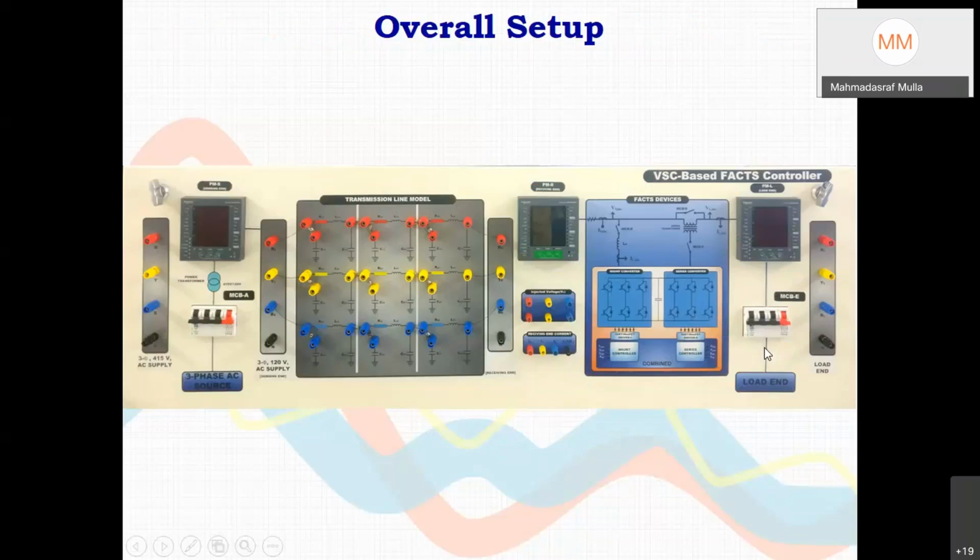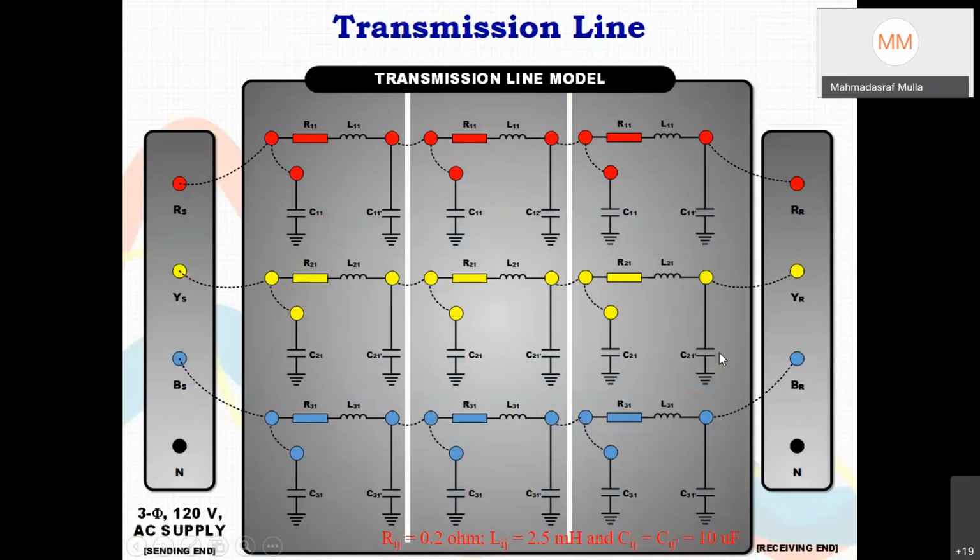So you have already seen pictorially: 3 power meters, a 3-section pi network for the transmission line, and then this shunt series compensator and load terminals. This 3-section pi we created utilizing these values: resistance 0.2 ohm, inductance 2.5 millihenry, and capacitor 10 microfarad each. So this is one pi section, and there are 3 such pi sections.